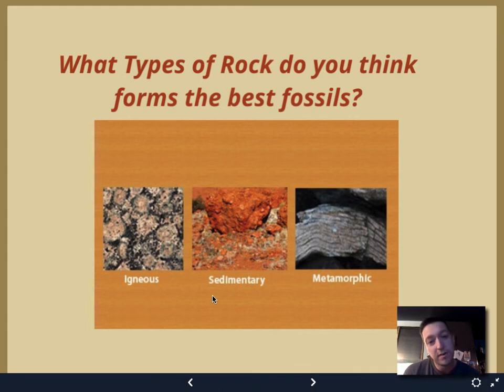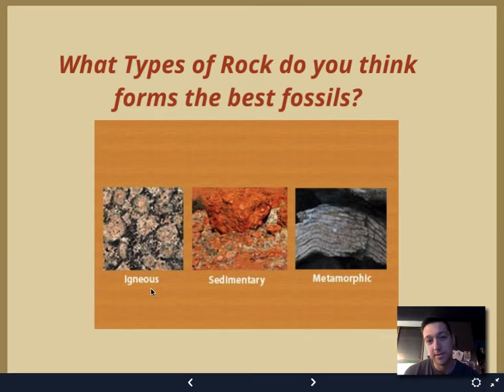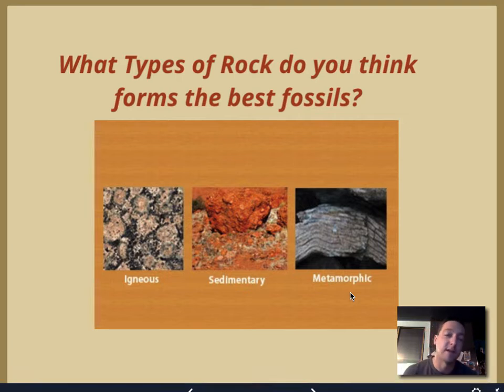This relates to our previous unit that we just did. So I'll ask you a question and you think about it. Which type of rock do you think forms the best fossils? Igneous rock, sedimentary rock, or metamorphic rock? Which one can you find fossils in, basically?